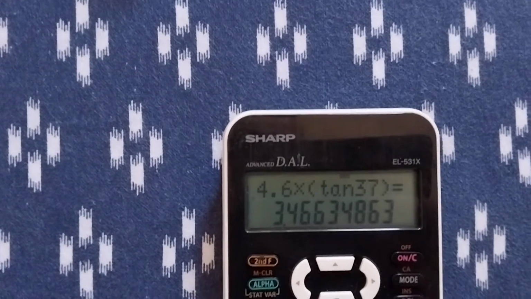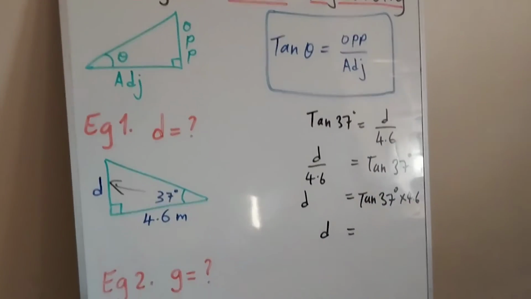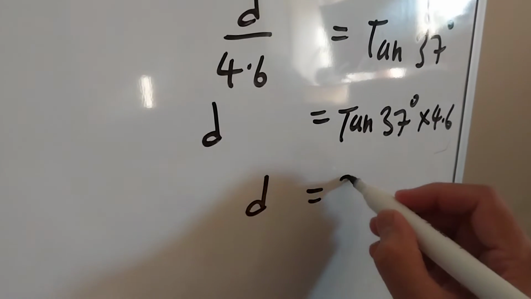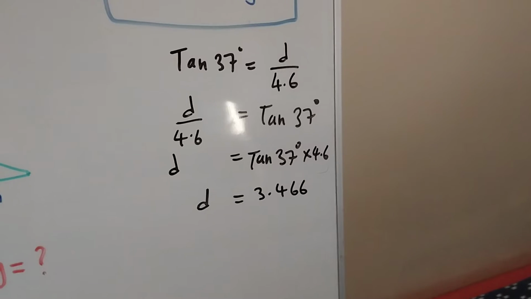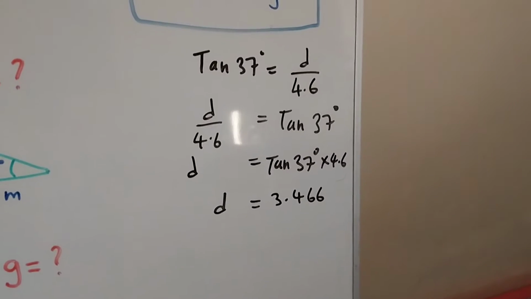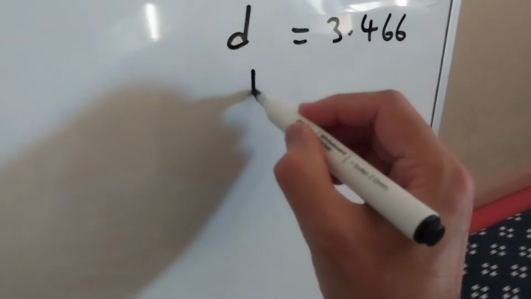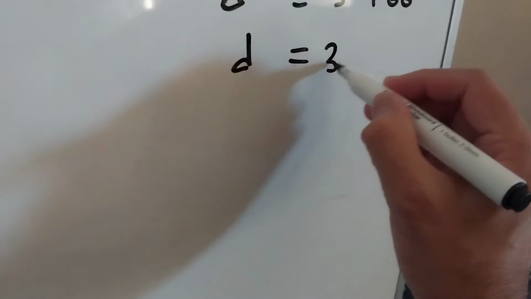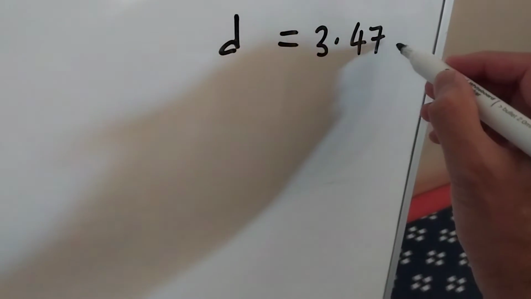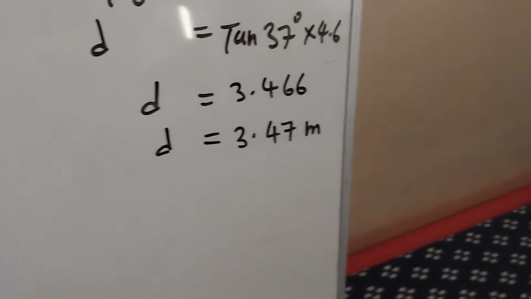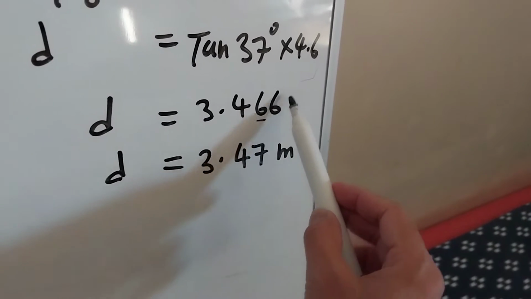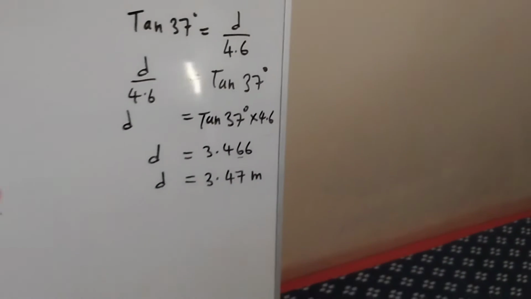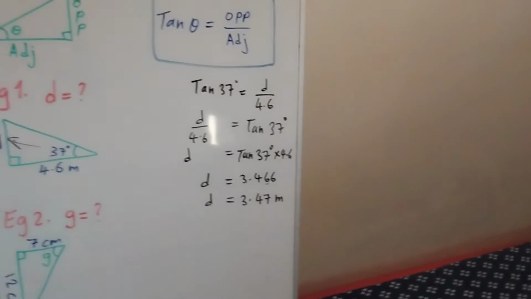That gives us 3.466. So the length of D is 3.466. Remember, we need to round off to 2 decimal places, usually or most likely. So to 2 decimal places, the length of D would be equal to 3.47 meters. 7 because the second digit is 6 and the third digit is 5 or more, so we add 1 to the second digit, so that becomes 7. 3.47 meters.